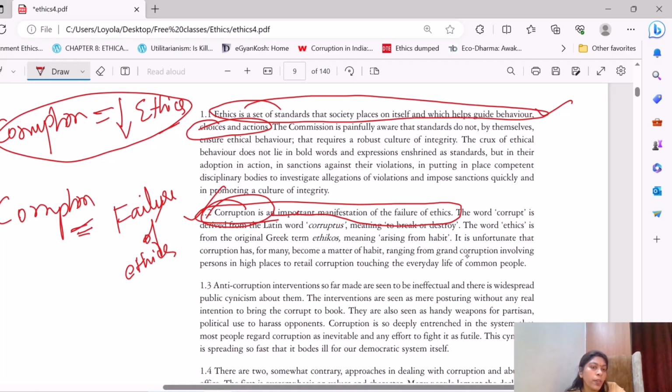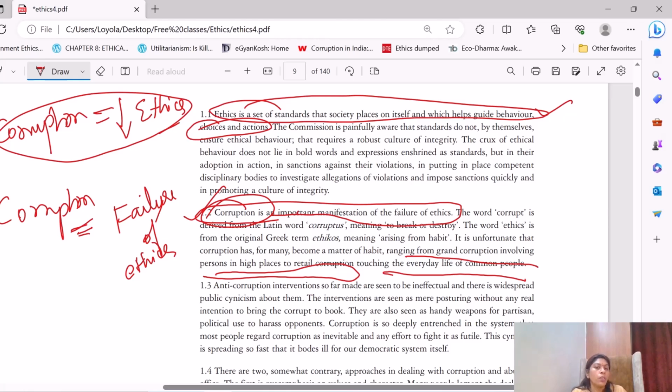Here in the formula, we have connected corruption and ethics. Corruption means breaking something. Ethics is derived from a Greek word called ethikos, which means habit. Now you can say that corruption has become a habit of the public officials itself. They are moving from grand corruption to petty corruption, which we can also call retail corruption, touching the everyday life of the common man.